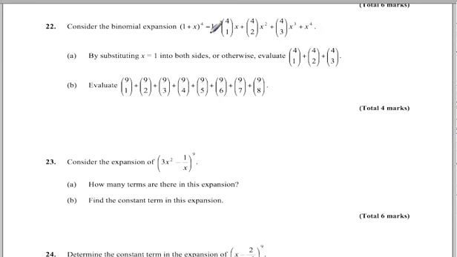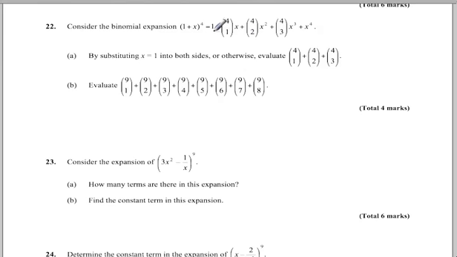Consider the binomial expansion of (1 plus x) to the power 4, so they've done that for us. By substituting x equals 1 or otherwise, evaluate 4 choose 1 plus 4 choose 2 plus 4 choose 3. Okay, so if you think about it, the fast way to do this is (1 plus x) to the power 4. So they're saying substituting x equals 1.